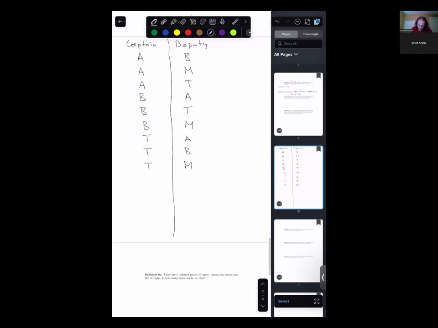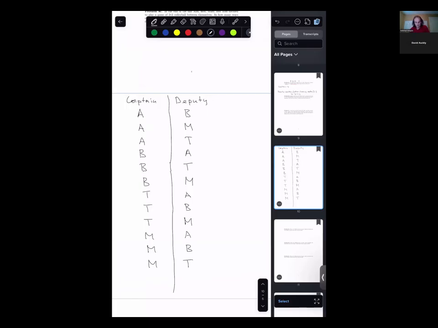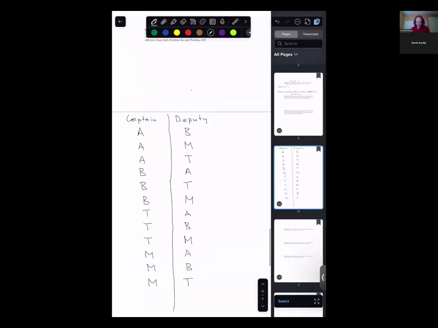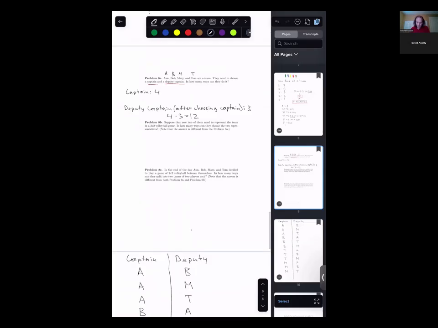I switched them, but that doesn't matter that much. And then we can have Marie as captain and as deputy, Marie and Bob, and Marie and Tom. So that's all the 12 options. We can see that for each captain, we have three options for the deputy. Okay, so I listed all of them. Now, let's look at the next problem.